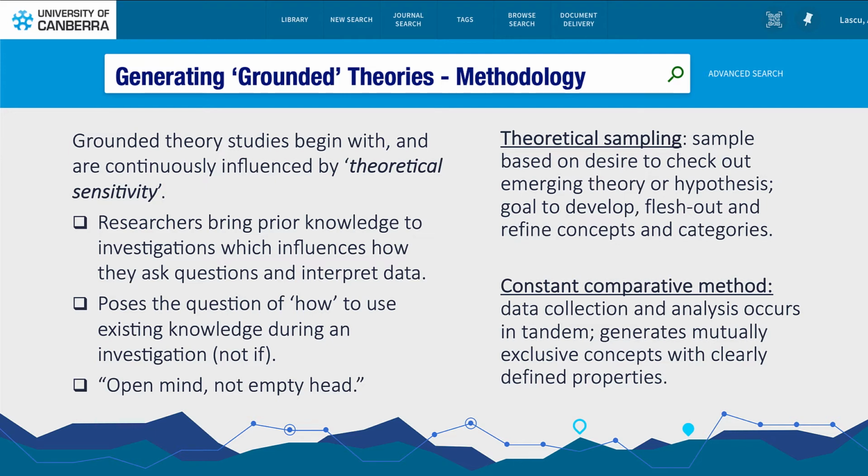It poses the question of how to use existing knowledge during an investigation, not whether or not it exists. And it means the difference between keeping an open mind and not an empty head. We also have theoretical sampling, which means the sample is based on a desire to check out emerging theory or hypotheses. The goal is to develop, flesh out, and refine concepts and strategies, and the way we sample is influenced by the knowledge that we're trying to find. We also have the constant comparative method, which is data collection and analysis occurring in tandem. It generates mutually exclusive concepts with clearly defined properties.